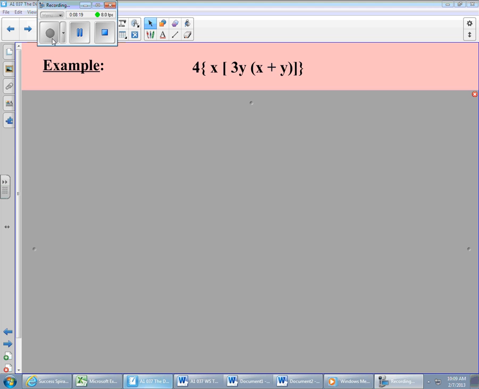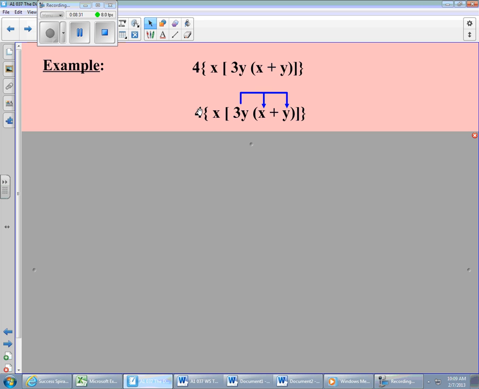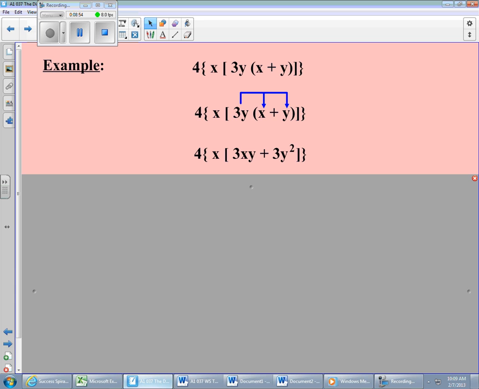What's happening just outside of these parentheses? Oh, there's a 3y. And the 3y is trying to multiply its way into our parentheses. So we need to distribute. Let's see what this is. So what is 3y times x? 3x and a y. Okay, what's 3y times y? 3y squared. There you go. If you don't know how we're getting that, you need to spend a little bit of quality time looking back at your laws of exponents from Tuesday.